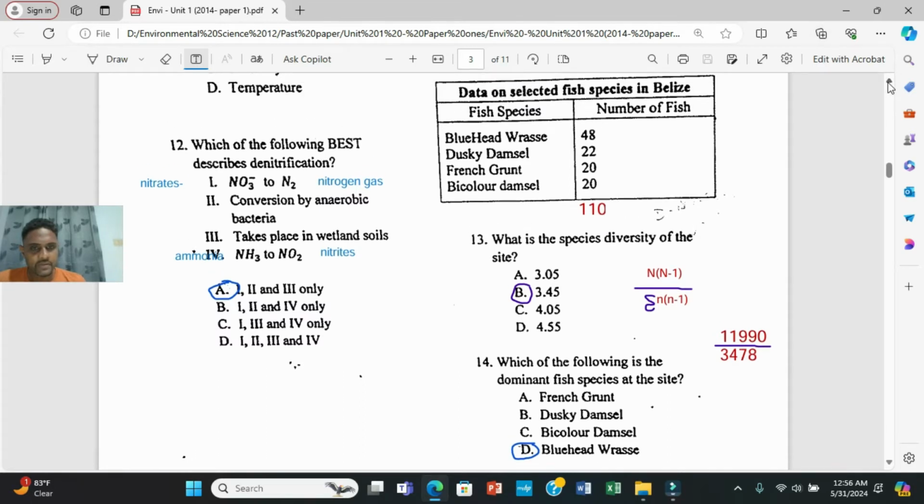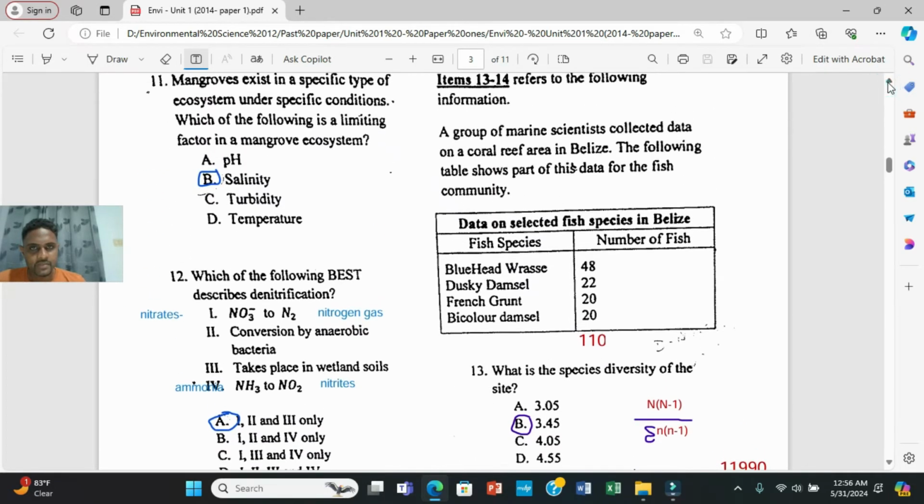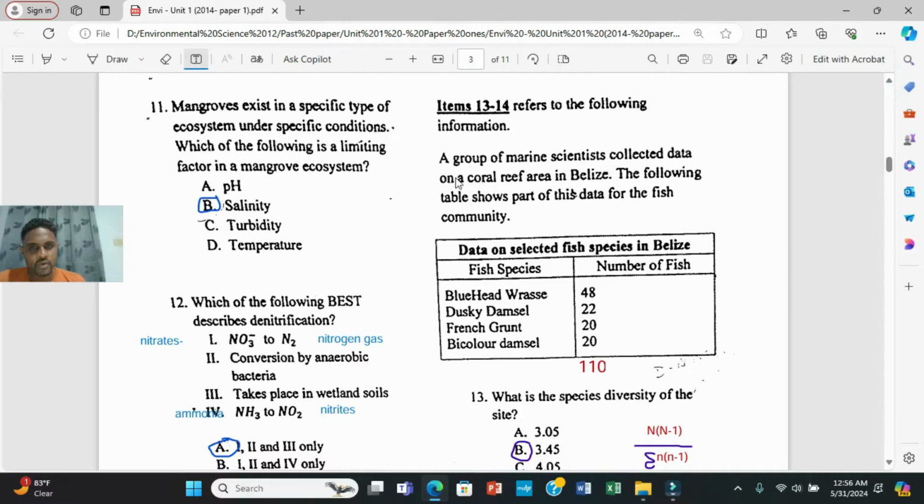Number 13 refers to the following. A group of marine scientists collected data on a coral reef area in Belize. The following table shows part of this data for the fish community.